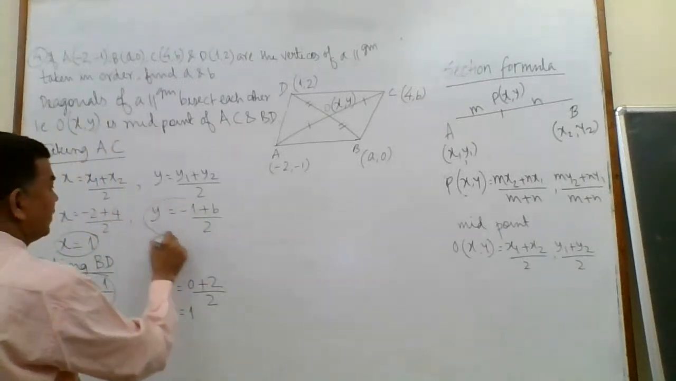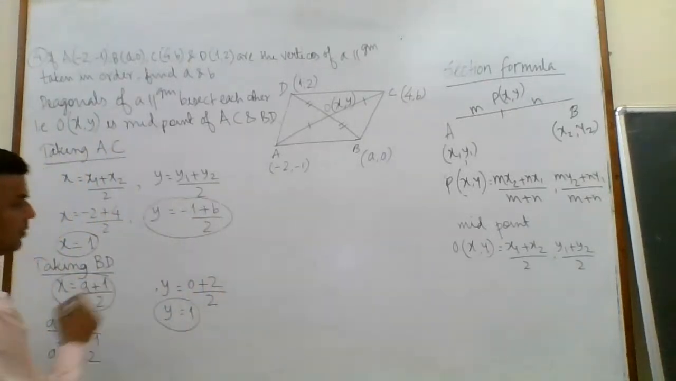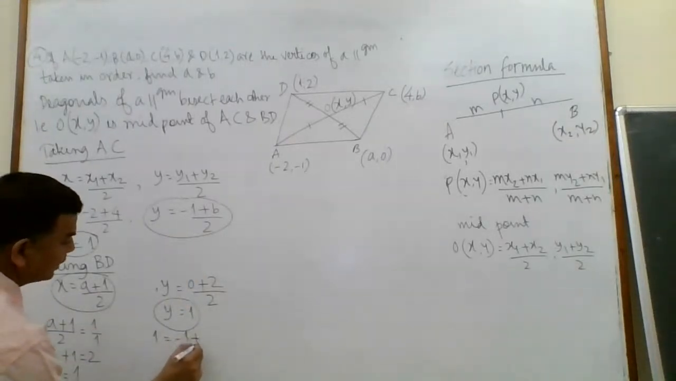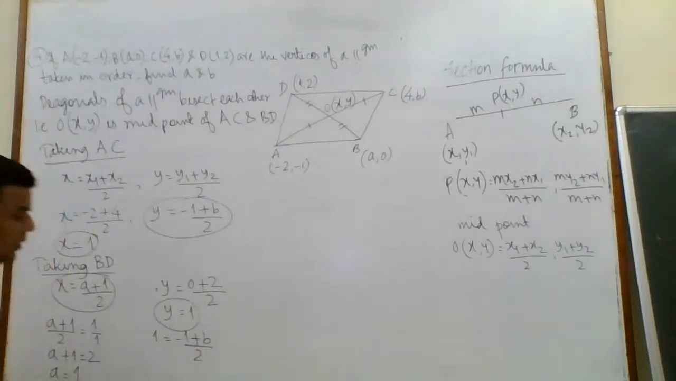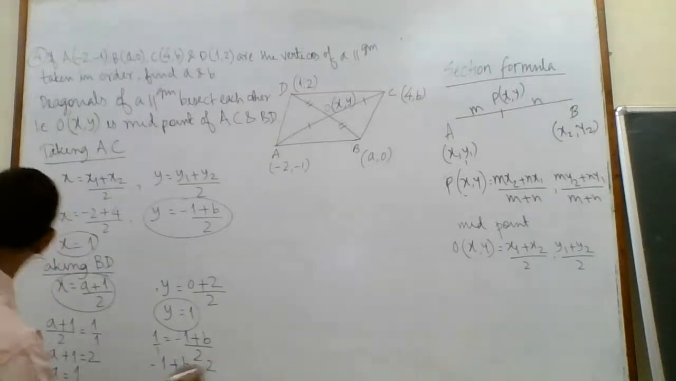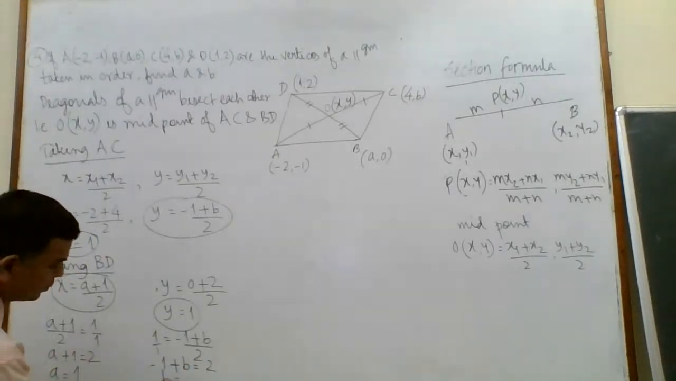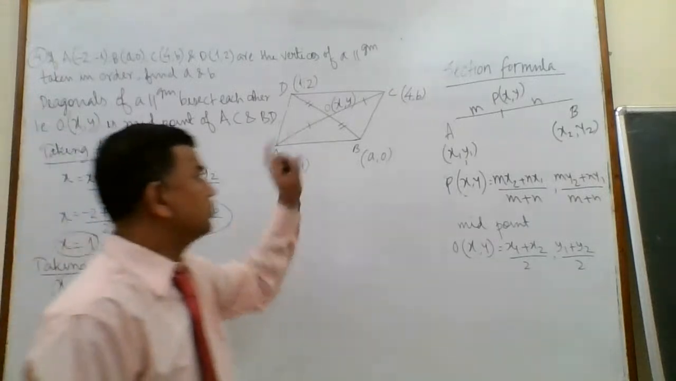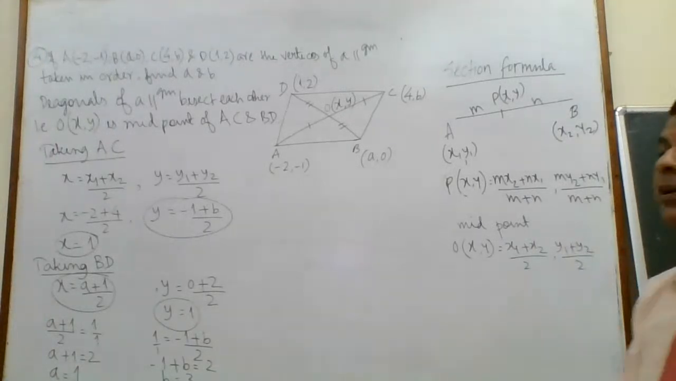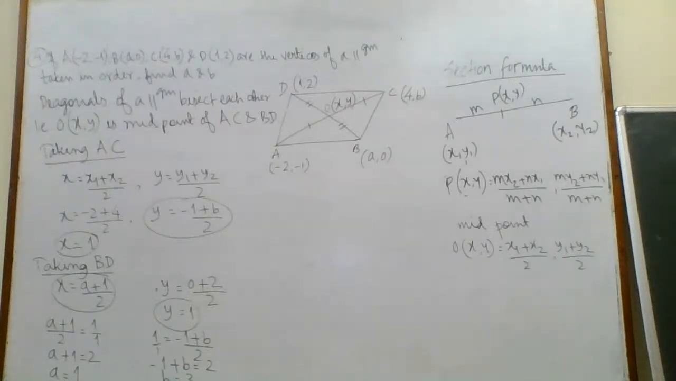Same way, this is the value of y, this is also the value of y. That means 1 should be equal to minus 1 plus b by 2. Here nothing means 1 is there. If you cross multiply, minus 1 plus b will be equal to 2. So b is equal to 3. So we got the value of a and b. It will be much easier and shorter than the distance formula. Distance formula will make it extremely lengthy. So do not ever try for that.